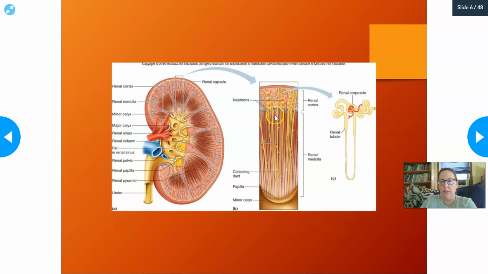Those collecting ducts gather urine and send it past the papilla into the minor calyx. There are also portions of the nephron, so the ascending and descending loops are also dipping here into the pyramids. And here are the main parts of the nephrons, the renal corpuscles and the convoluted tubules. This part of the nephron is in your renal cortex.